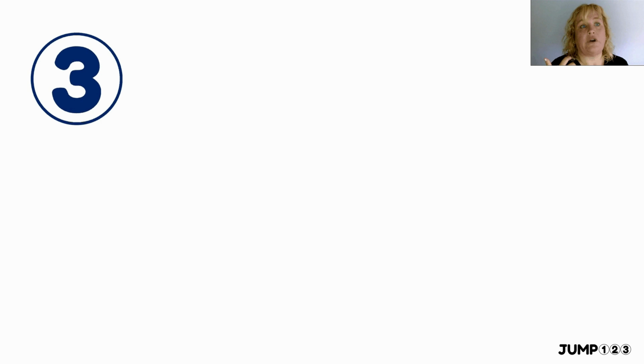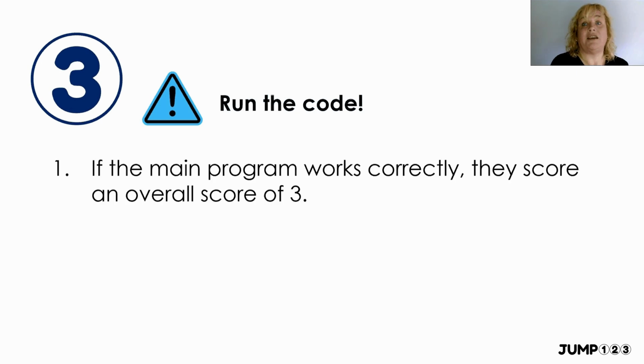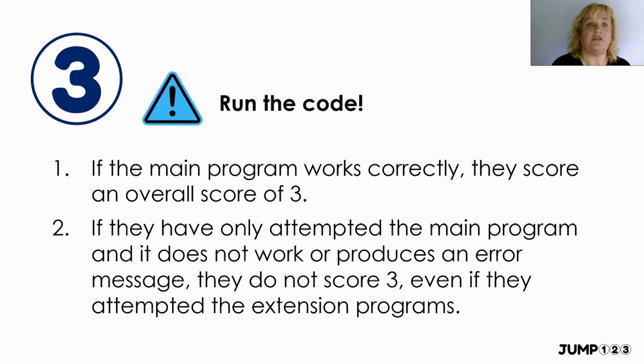Then for level 3, we are running the code. This is the first time they get to run the code. Basically, if the program works correctly, then they score the 3. If it doesn't work correctly, then they don't score the 3. So even if there's an error message, they can still get marks for previous working using this technique. If it produces an error message, they don't get the 3.